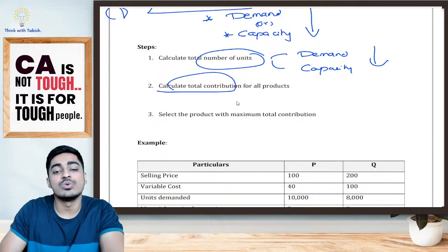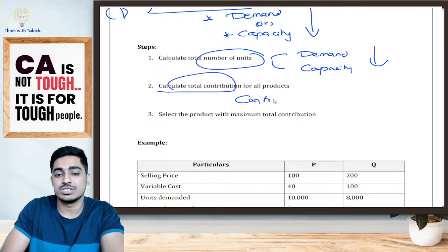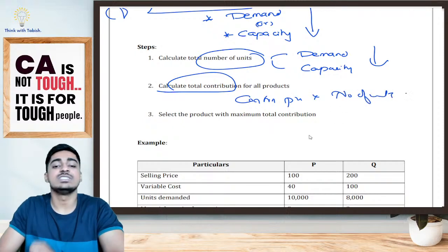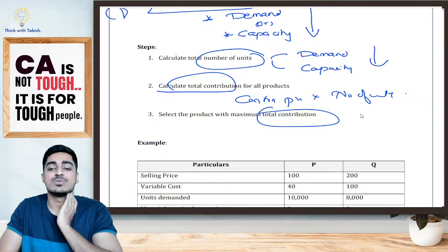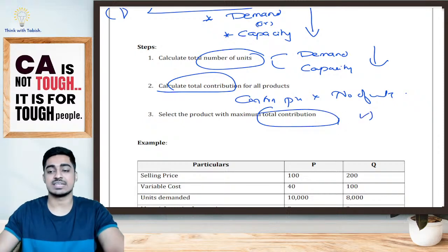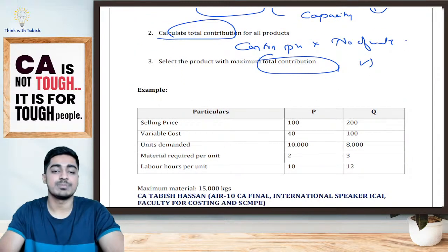Then calculate total contribution, which is contribution per unit into number of units. Whichever product has the highest total contribution, that is what we will select. Let us try to understand it with the help of a simple example.